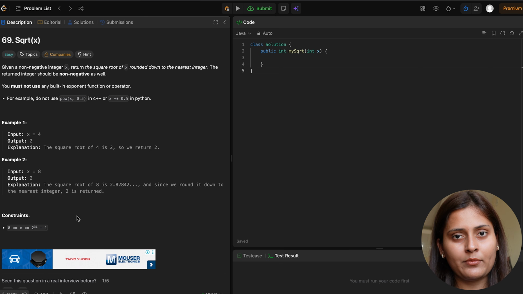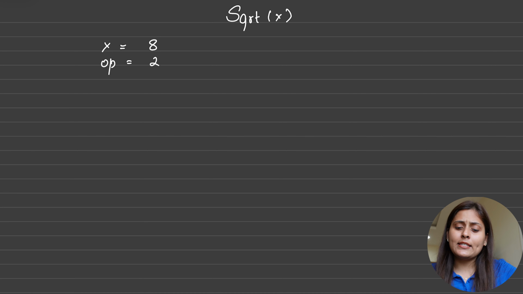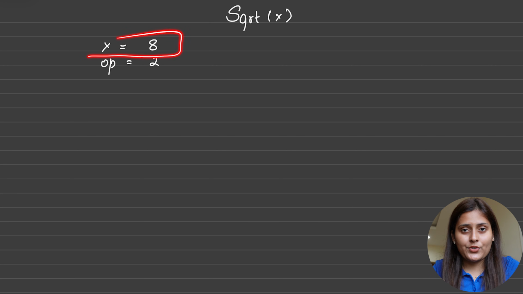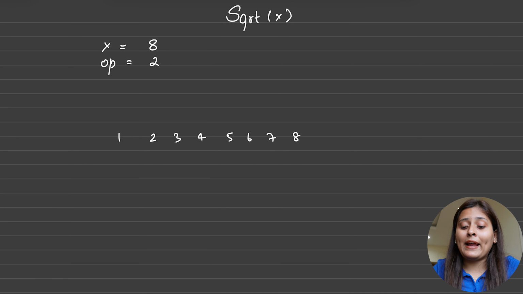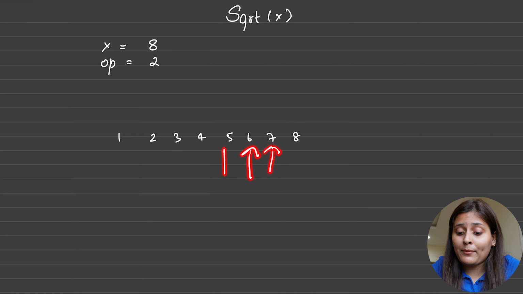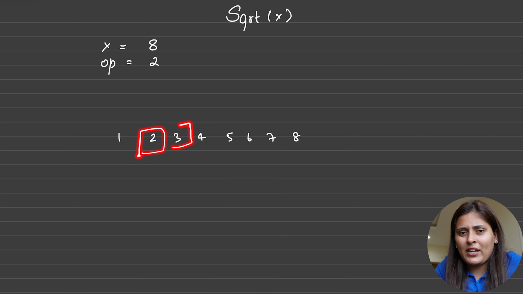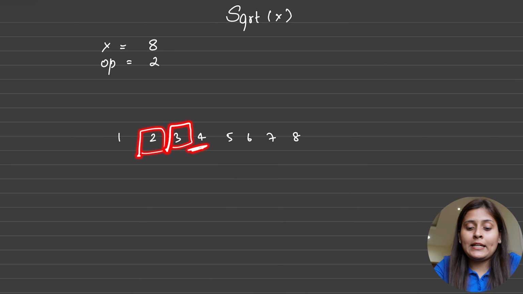Okay, now let's come to our screen and see how this is a binary search problem. You have been given a number x, say 8. Let's draw this on a number line: 1 2 3 4 5 6 7 8. You have to find the square root of 8. Do you think 7 can be the square root of 8? No. 6? No. 5? No. So in this case, it is 2 or 3 somewhere here. So for 8, it is somewhere here.